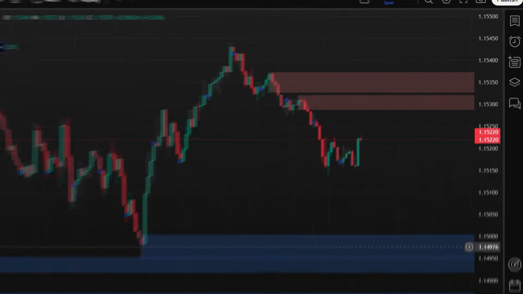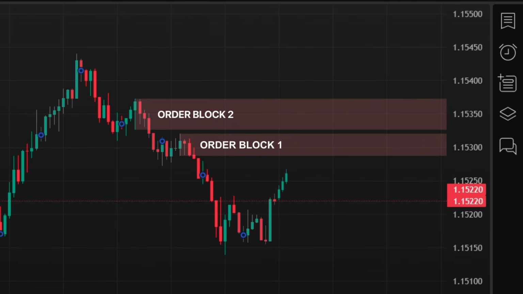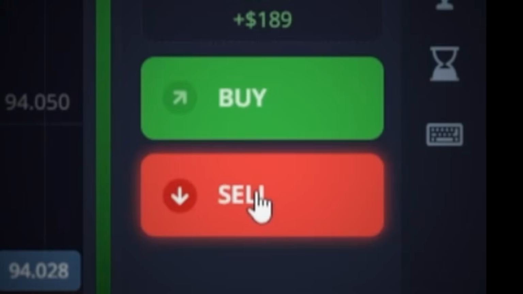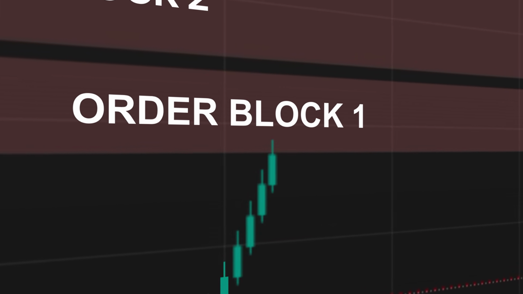In this strategy, we are looking for price rejections from these order blocks. If we can identify a price rejection we're looking for, we can go for a reversal trade in the market. This means that in order to place a sell trade in the market, a green candle needs to touch the order block and close below it.